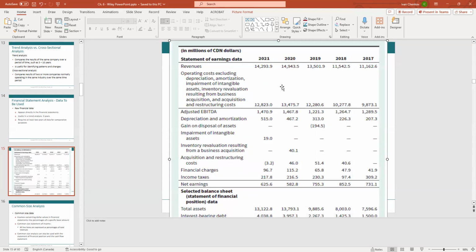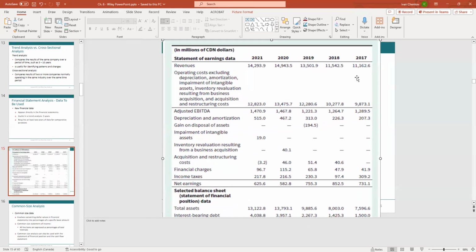So we can see the revenue. We can see the operating cost. And we can see how the company goes from 2017 to 2021. We can see the adjusted earnings before interest, taxes, depreciation, and amortization. Then we can see how much is the depreciation, amortization, gain on disposal, impairment, inventory, acquisition restructuring, financial charges, which will be that interest, income taxes, and then we're going to see the net earnings.